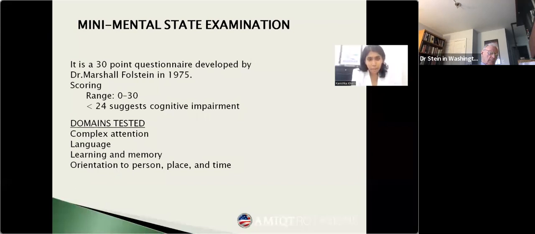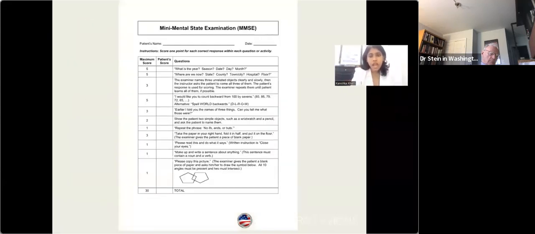But the thing that we have to keep in mind is that this MMSE is just a screening tool and should never be used alone. It should always be used in conjunction with the corroborative history. So this picture depicts the MMSE, the questions asked, and how we're going to evaluate the patient based on this test and see how much he or she is going to score out of 30.